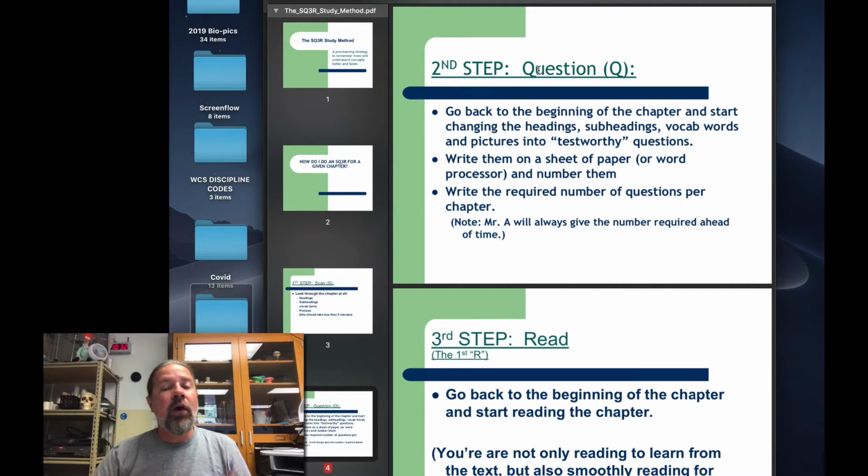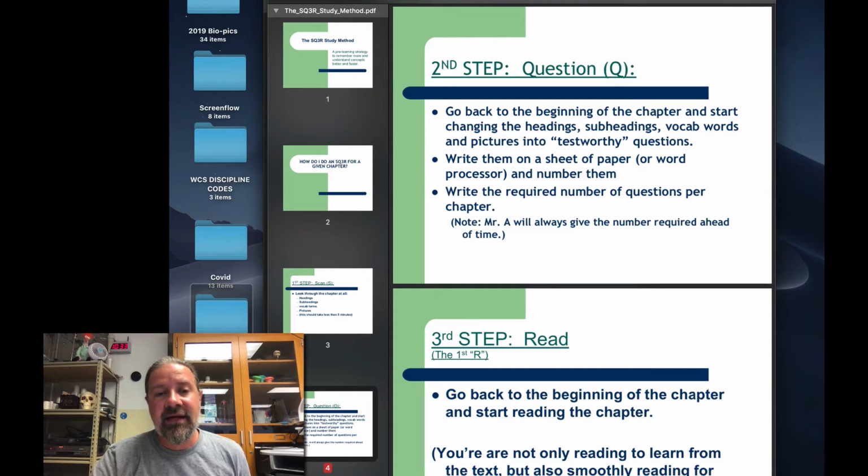So you can do either one. You can handwrite them out, or you can use a word processor on your computer or a tablet or however you're working right now and do it that way digitally. And it says write the required number of questions per chapter. So out in advance, I'll always tell you how many you're looking for. And I base that on number of headings, subheadings, and vocab terms, basically. Okay? All right, so let's see what that would look like.